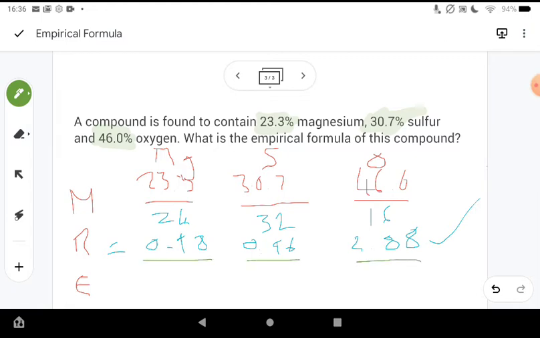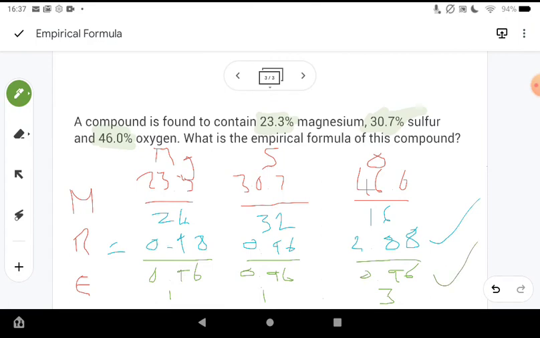So the next thing to do is divide by the smallest number, and the smallest number in this case is 0.96. And all of them get divided by the smallest number, and that gives me a ratio, which would be 1 to 1, and then this will give me about 3, right? So that's my ratio. That is another mark.